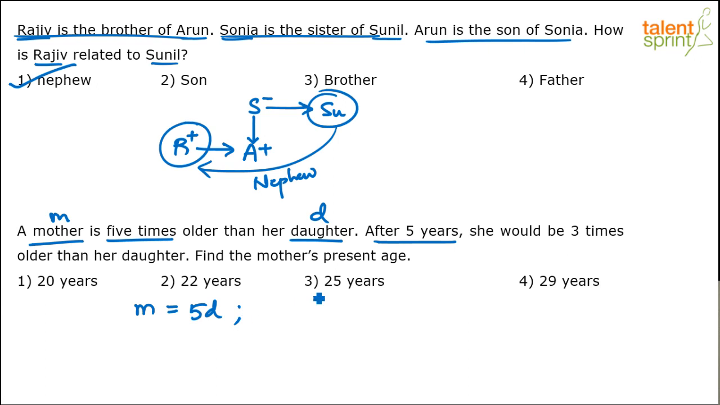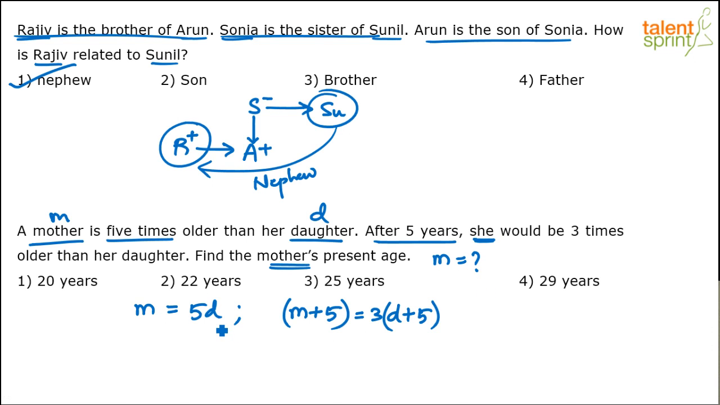Now, what happens to mother's age after 5 years? Mother's age after 5 years will be M plus 5. What will be daughter's age after 5 years? D plus 5. So after 5 years, she here refers to the mother. Mother would be 3 times older than her daughter. So M plus 5 will be equal to 3 times of D plus 5. 2 equations, 2 variables, solve and get the answer. He's asking us to find out mother's present age. So basically the question is M is equal to what?